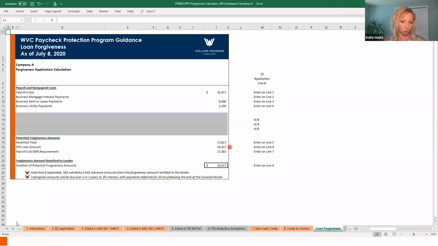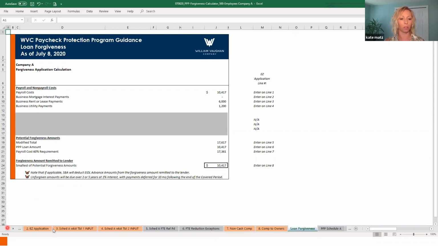I'm just going to scroll to the right here and show you there are some other tabs that are all grayed out. So again, being able to use this easy application form greatly reduces the inputs as well as the outputs and the different components that you need to fill out for the application itself. So we've gone through and we've done the calculation. We are now ready to put it into the application itself. So let's pull up the application.